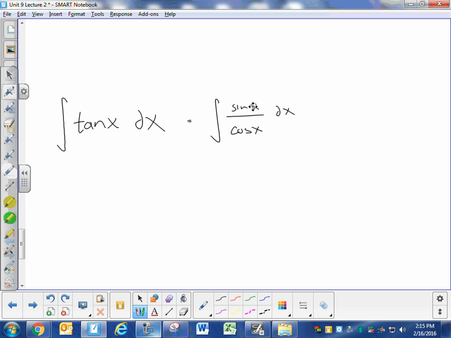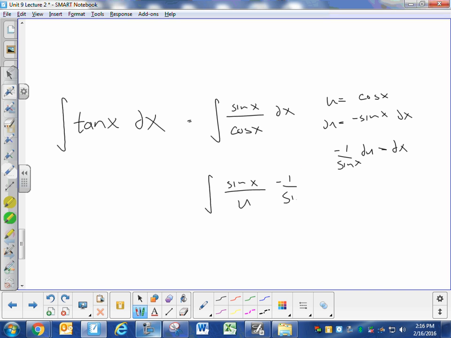What's the antiderivative of 1 over u? There you go. So you pretty much have it. No catch. Just interesting antiderivatives. So it turns out if we take the derivative of log of absolute cosine x and the opposite of that, we get tangent. The antiderivative of negative 1 over u is negative log absolute u plus c, which is the same as negative log absolute cosine x plus c.